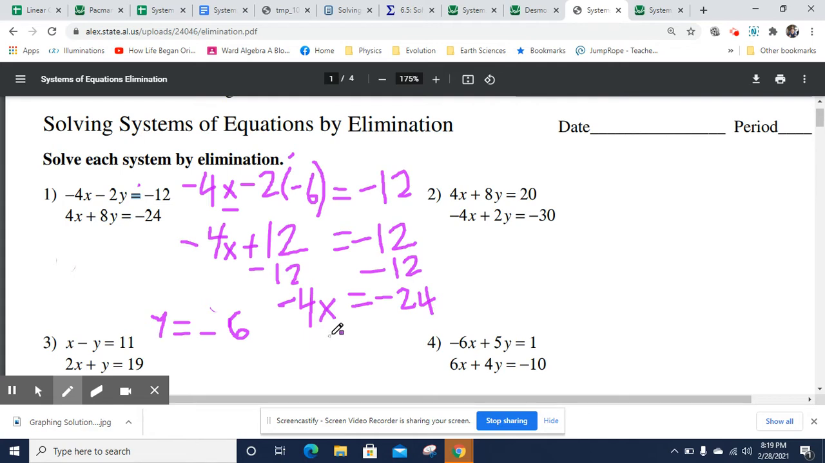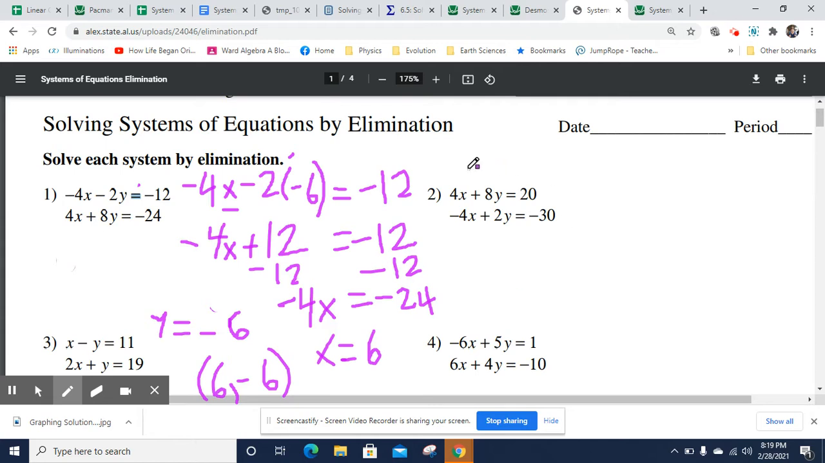So x is going to equal negative 24 divided by negative 4, which is positive 6. So I have a solution to this system at x is 6, y is negative 6. And I'm done.